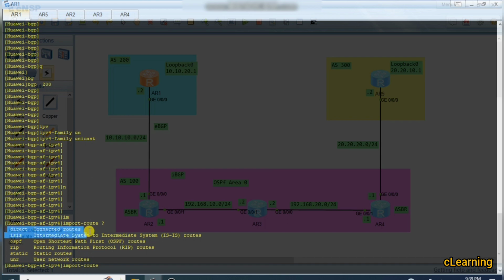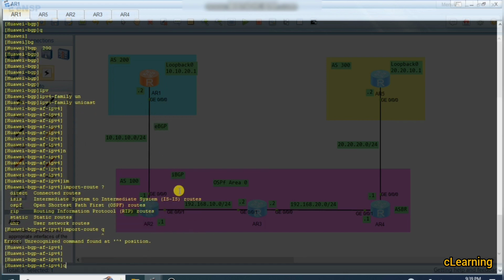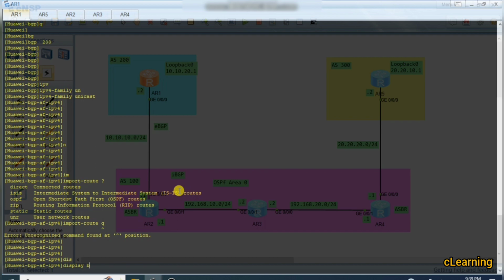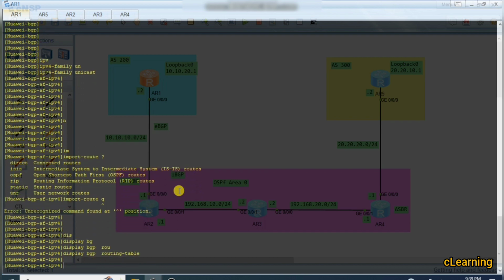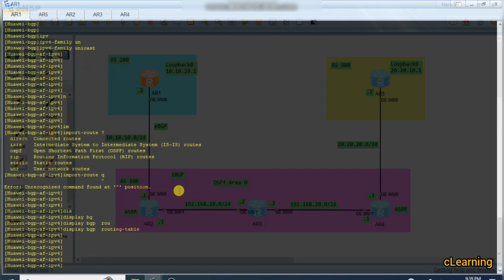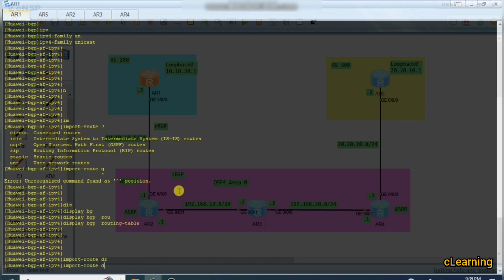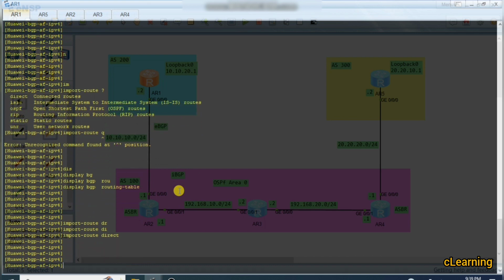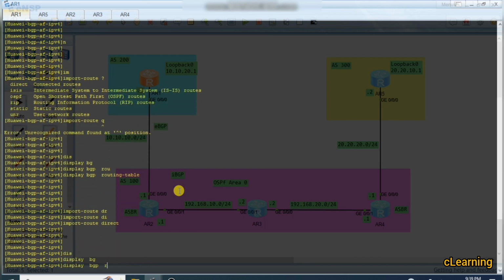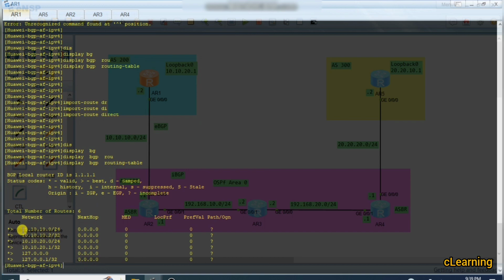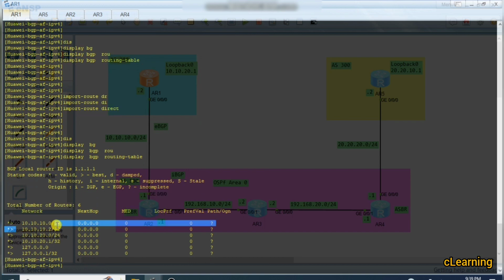If you write this command, it means that directly connected networks will be imported into the BGP routing protocol. If I show you the display BGP routing table, there is no route in the BGP routing table. Now after this import-route direct command, the directly connected networks will come into the BGP routing table. So now if you display the BGP routing table, you can see there are two networks: one is 10.10.10.0 and the other is 10.10.20, which is the loopback, in the BGP routing table.